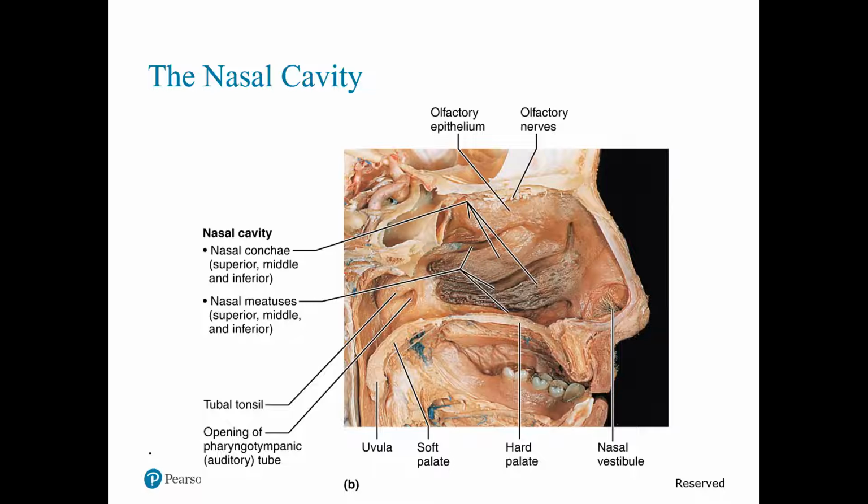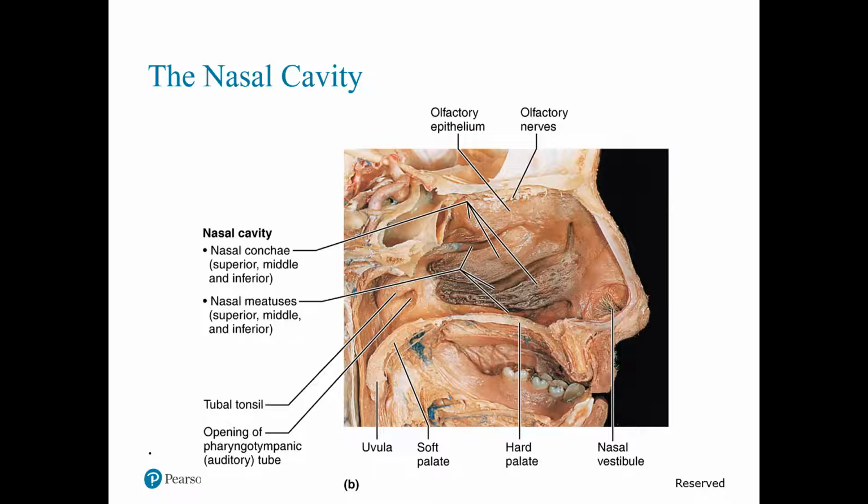So anyway, here's what our concha looked like in our cadaver. You can see the three conchae on this photograph. Up here are the olfactory epithelial layers. Everything else is covered in mucus. We can see the opening here for the pharyngotympanic, auditory, or Eustachian tube. I don't know why they had to change the name. Before, it was called the Eustachian tube.